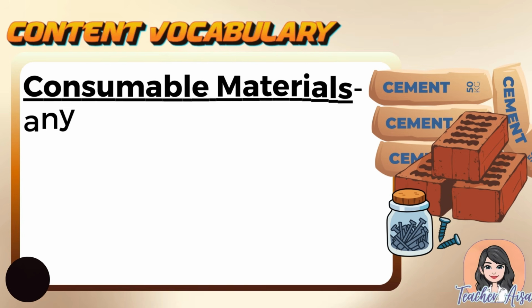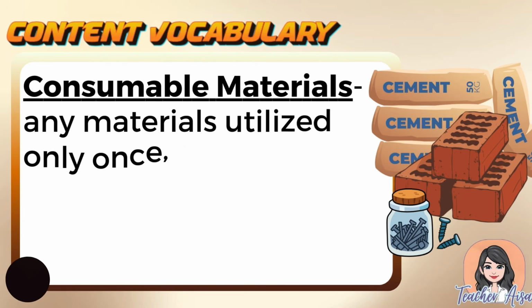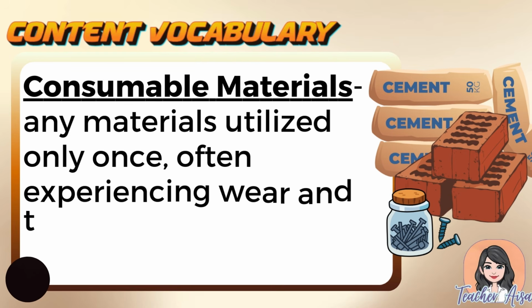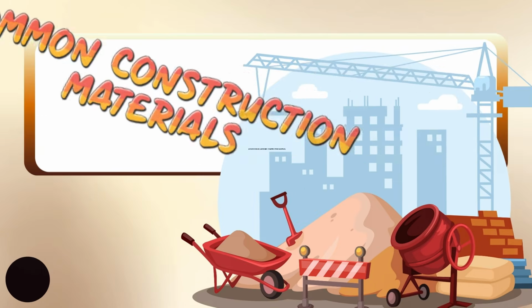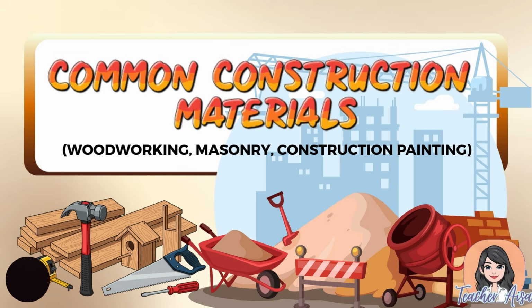Consumable materials. These are used only once or have limited usage due to wear and tear. They need regular replacement during work operations. Examples include paint, cement, and electrical wires. Common construction materials: woodworking, masonry, and construction painting. These areas involve materials commonly used in building and finishing structures.